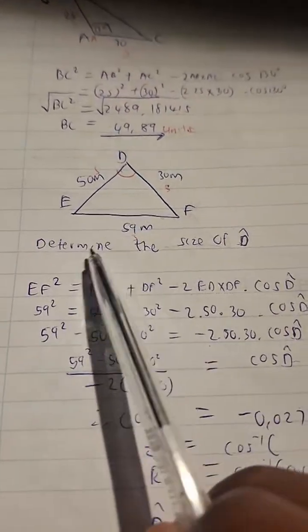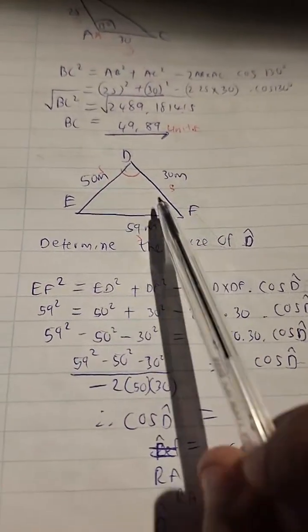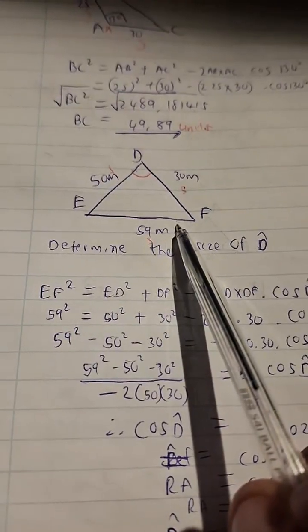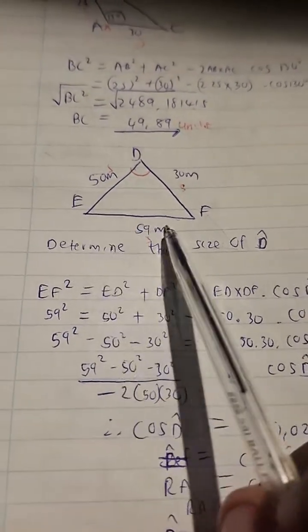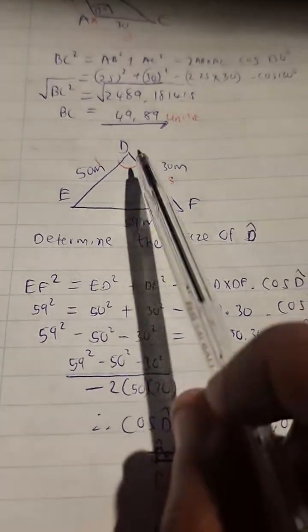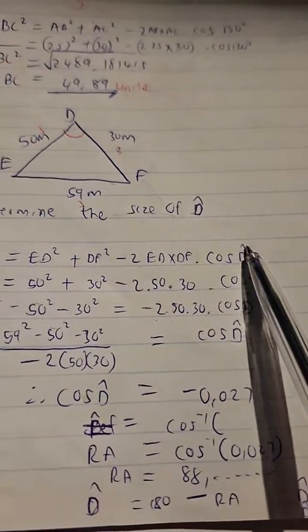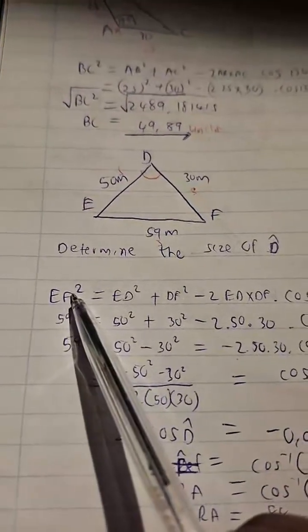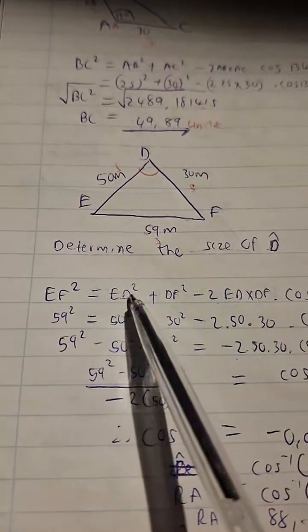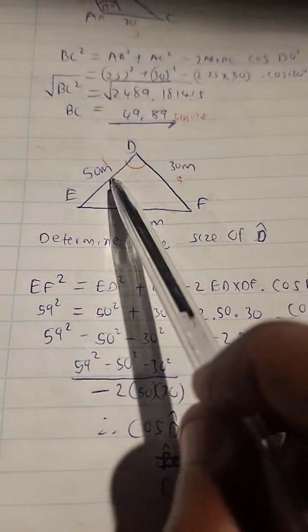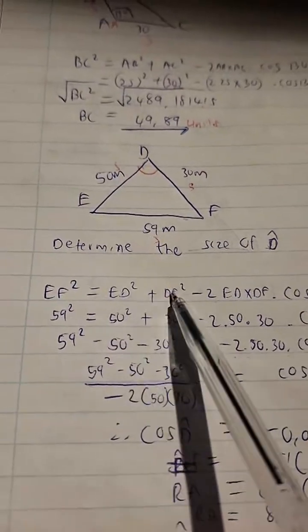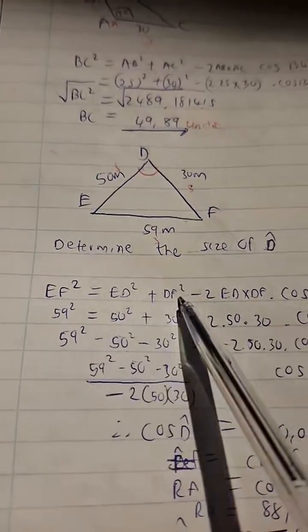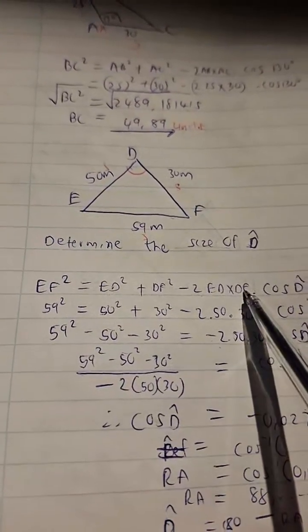All right, let's see there. So we said EF squared is equal to ED squared. Remember, EF squared is our subject length or side, opposite the angle D. So obviously the cos would be of the angle opposite the subject side. So EF squared equals the sum of the squares of the other two sides, ED squared plus DF squared, minus 2 times the product of the other two sides, ED times DF.